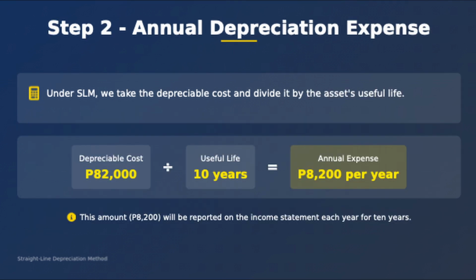For the next step, we need to calculate the annual depreciation expense. Under SLM, we take the depreciable cost and divide it by the asset's useful life. So for the calculation, we have 82,000 over 10 years equals 8,200 per year. This gives us an annual depreciation expense of 8,200. This amount will be reported in the income statement each year for 10 years.